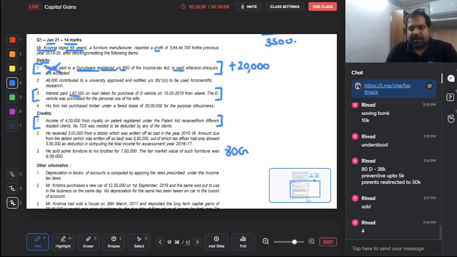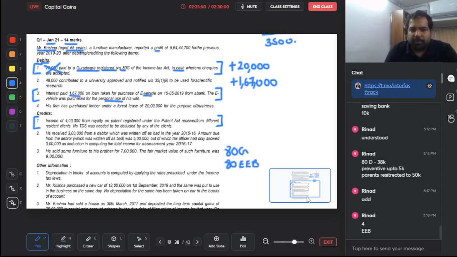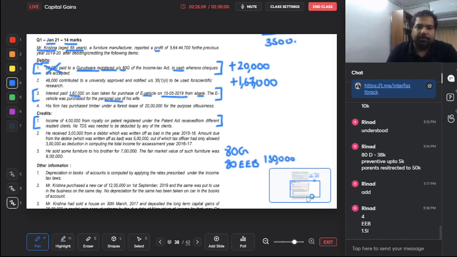Interest of 1,67,000 for an e-vehicle which is for personal use. Guys, if this was not personal use, PGBP is okay. Even 1,67,000, yes, you know guys, golden rule. But because it was personal use and it was debited to PGBP, first I will add back 1,67,000. And then in a section called 80EEB, I can minus, provided it's from a bank approved source. It's taken between 2019 and 23. Yes, so I can take 1,50,000 here under 80EEB.